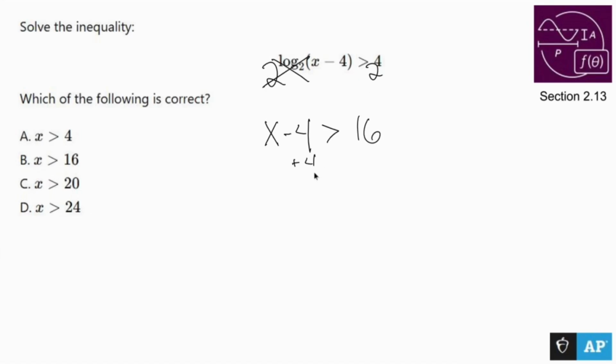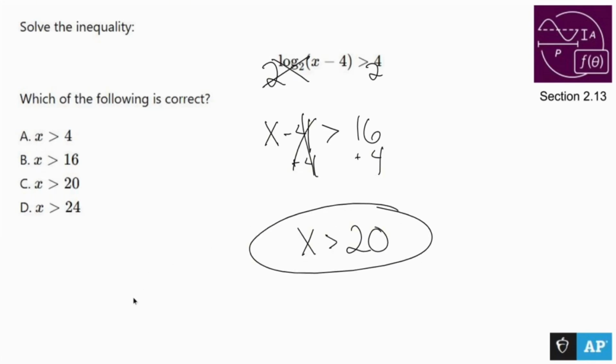I'm going to add 4 to both sides, and x is just going to be greater than 20. So the answer is C.